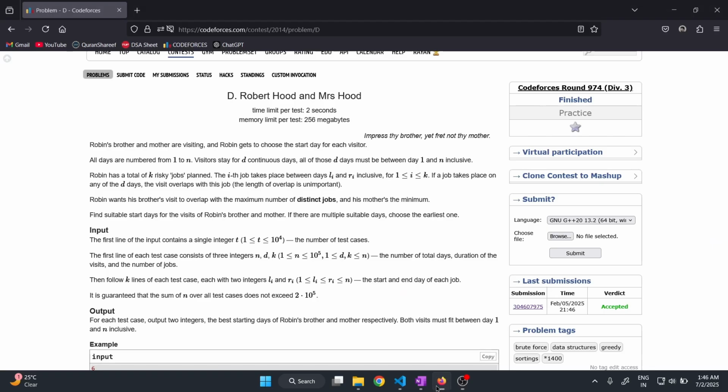Hey guys, today we are going to solve this problem, Robert Hood and Mrs. Hood. So this is problem D of Codeforces round 974 div 3. Let's read the problem first.